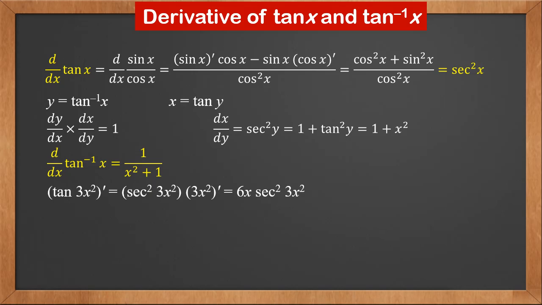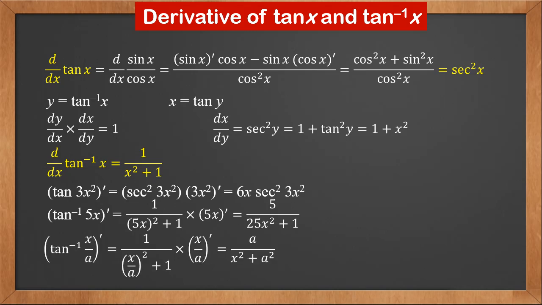Let's look at some examples. The derivative of tan 3x squared is secant squared 3x squared times the derivative of 3x squared. The result is 6x secant squared 3x squared. The derivative of inverse tan 5x is 1 over 5x squared plus 1 times the derivative of 5x. The result is 5 over 25x squared plus 1. The derivative of inverse tan x over a is 1 over x over a squared plus 1 times the derivative of x over a. The result is a over x squared plus a squared.